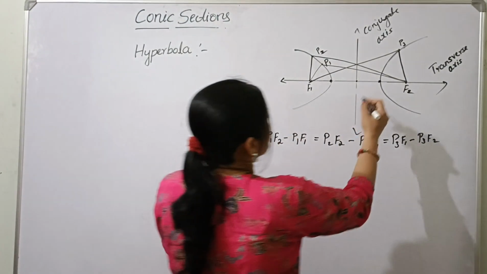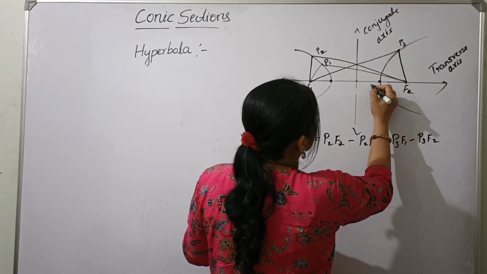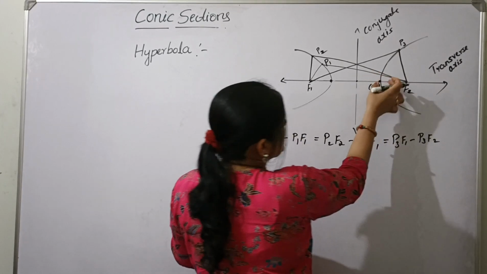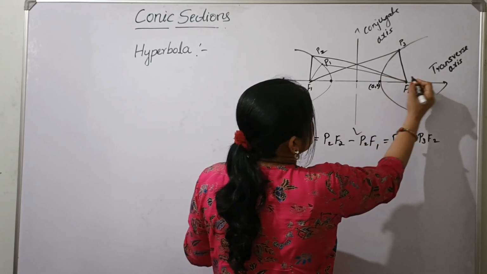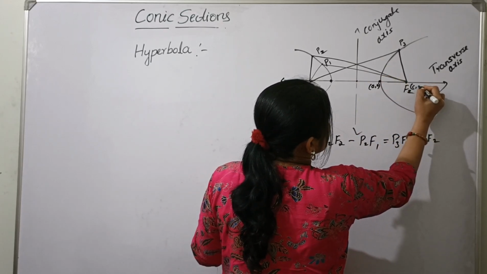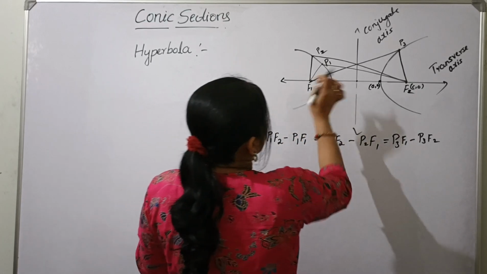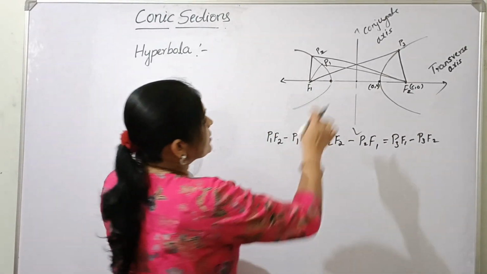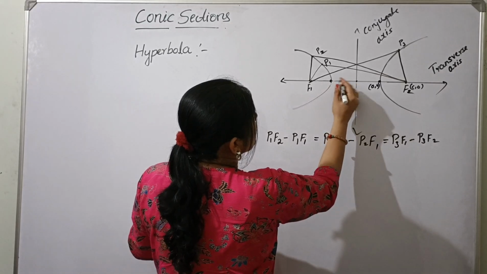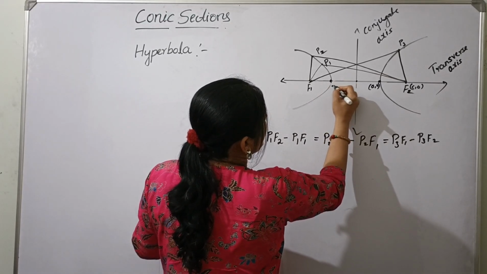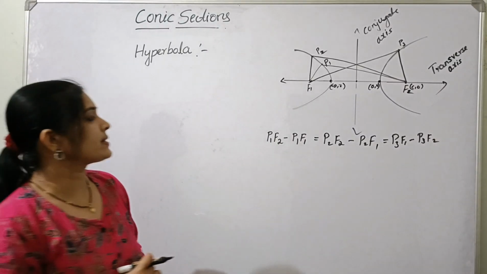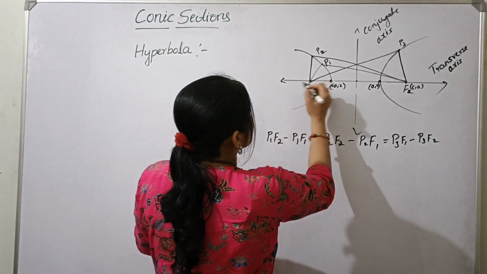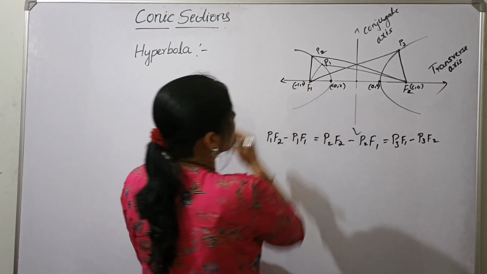Now let us take this point as (a, 0). That means this distance is a. Let this distance be c, then this point is (c, 0). This should be the same distance, so here it is the point (-a, 0). Since it is on the negative x-axis, this point is (-c, 0).